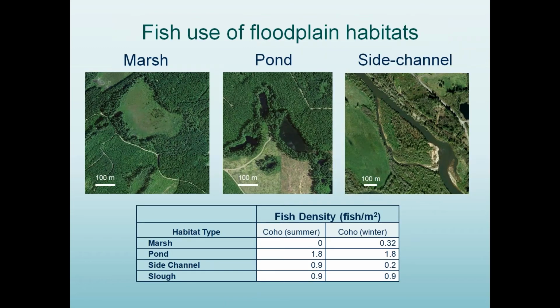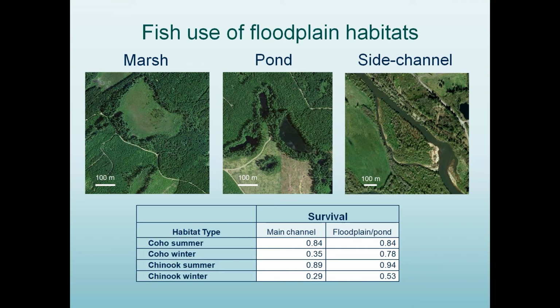So floodplain habitats, as I said earlier, we had marshes, which are on the left there. Marshes in this particular area are dry in the summertime, so fish density for coho is 0. This is just a coho example. Ponds are wet year-round, so we have fish in there year-round at relatively high densities, both summer and winter. Side channels, much lower density, especially in the winter. There's a big drop in the winter where these side channels like this one here are not used as much in the wintertime. Sloughs behave very much like ponds, so they get the same density of a large pond. This is a small pond of the 1.8.